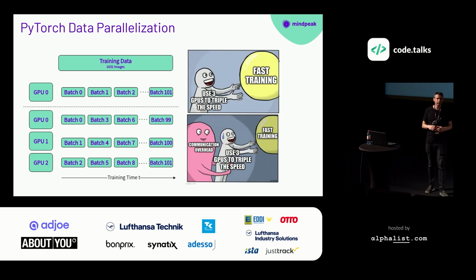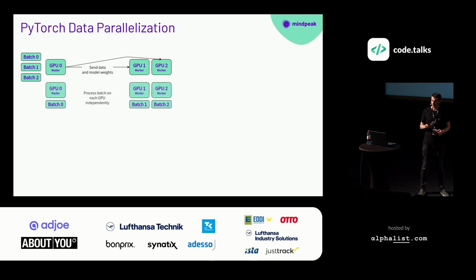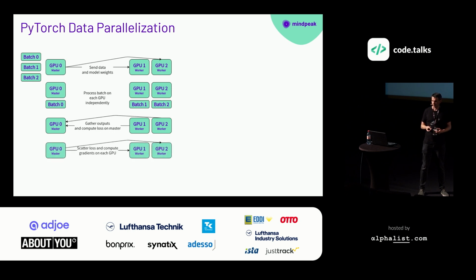Not quite, because of communication overhead. There's a lot of overhead in this process, because first of all, the master GPU prepares the data and model weights and sends that over to the other 2 GPUs. So that's the first communication. Then each GPU processes a batch, does the normal calculation. Then they need to gather the results back at the master GPU. And finally, the loss is scattered back to all the GPUs, and then the gradients are computed on each GPU. And as you can see, almost every step involves some communication.